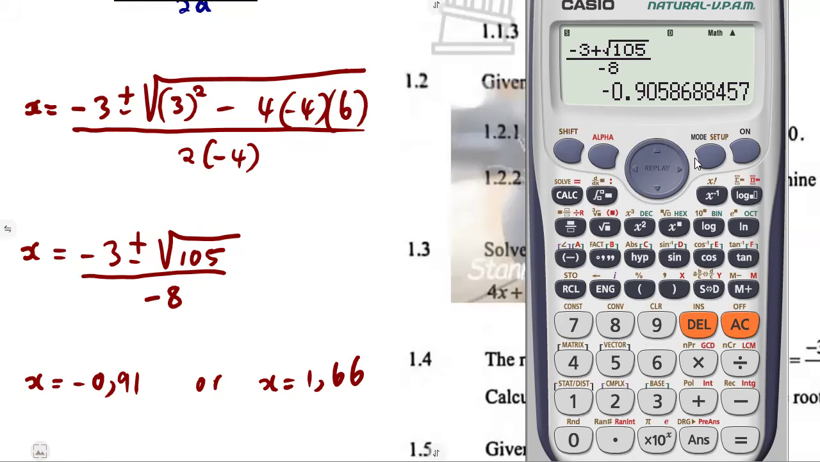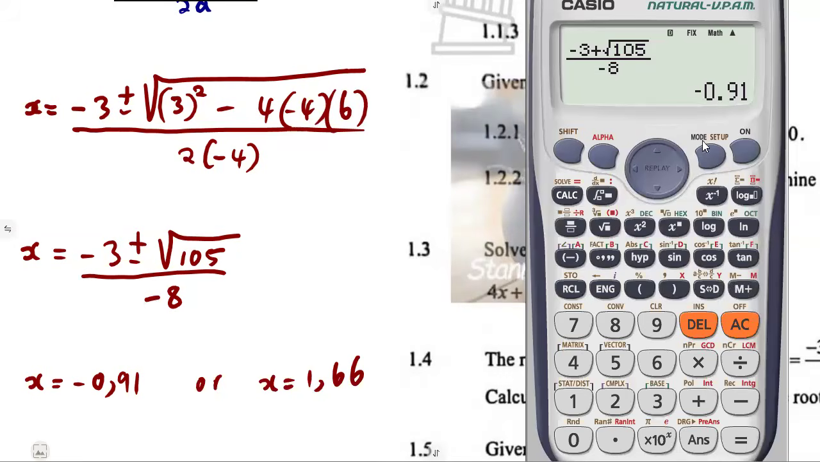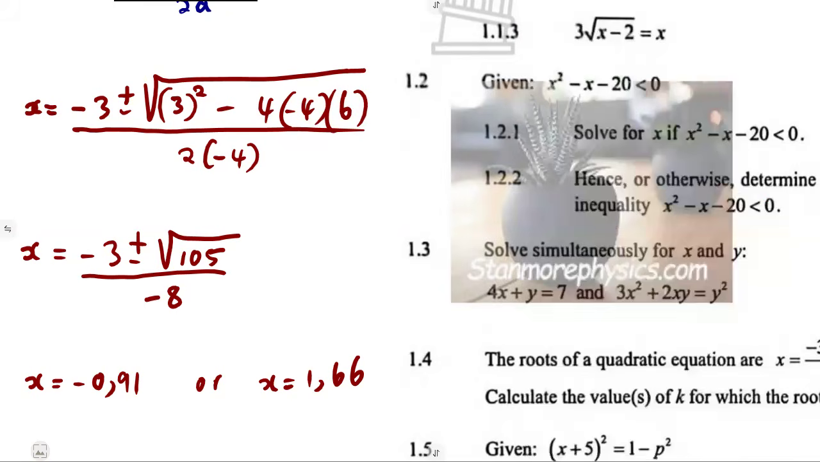Remember, they say to 2 decimal places. So go to shift, to the setup, then you can choose Fix on number 6. Fix to 2 decimal places, you're going to press a 2 here. So your answer will be to 2 decimal places. Then let's change this to a minus. Just remove this plus and put a minus. So we're going to have 1.66. So this is how you could have obtained your solutions from this one.